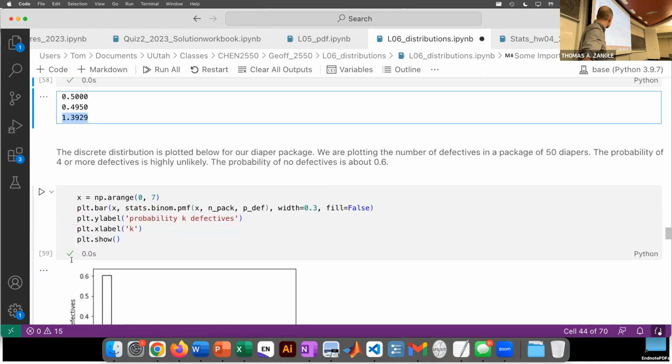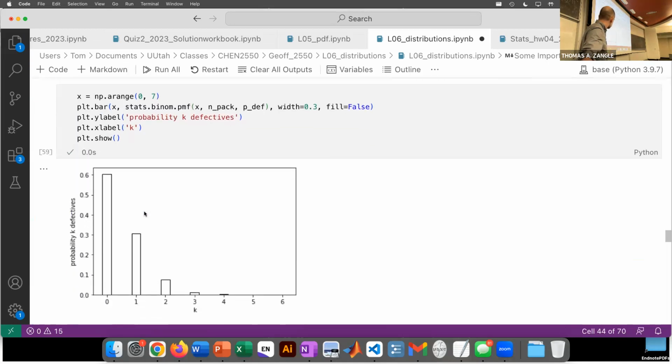And we can plot the distribution, so the PMF for the binomial distribution, as shown down here. This is telling us the probability of getting a certain number of defective diapers within a set of 50 versus the number of defects. And it's showing us what that looks like. Again, we looked at this previously, but now we understand a little bit more about what a PMF is in relation to the PDF.